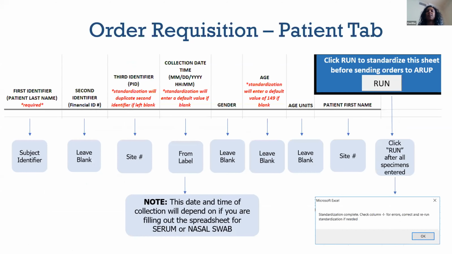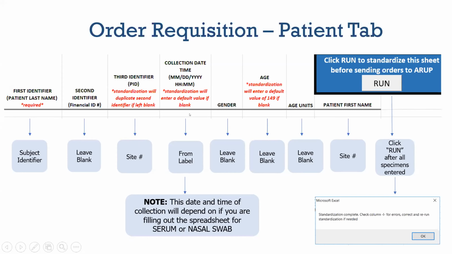The second tab is the patient tab. This is the tab that you're going to enter information in. Unfortunately, they're not allowing me to change some of these headers, even though they don't apply to us, so I'm listing out the directions here for you. It says first identifier, patient last name. In this box, you are going to put in the subject identifier that was on the swab, that specific number, which you found from REDCap, which is a 4-digit number. The second identifier you're leaving blank. The third identifier, you can put your site number. So it'll be the same site number going down the whole list.